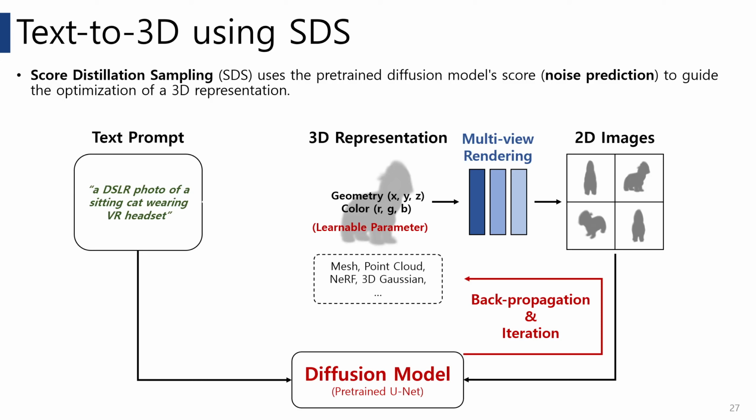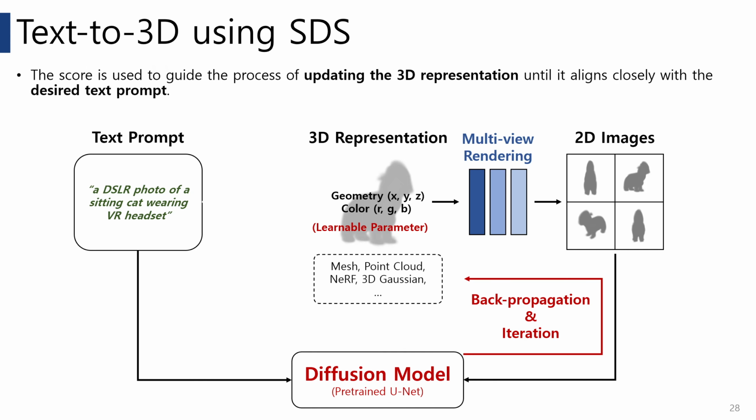Going back to the text-to-3D pipeline, the technique used to train a 3D representation based on the pre-trained diffusion model is called SDS. SDS, which stands for Score Distillation Sampling, treats the noise predicted by a diffusion model as a score that shows how far the current result is from the target. This score is used to guide the process of updating the 3D representation until it aligns closely with the desired text prompt.